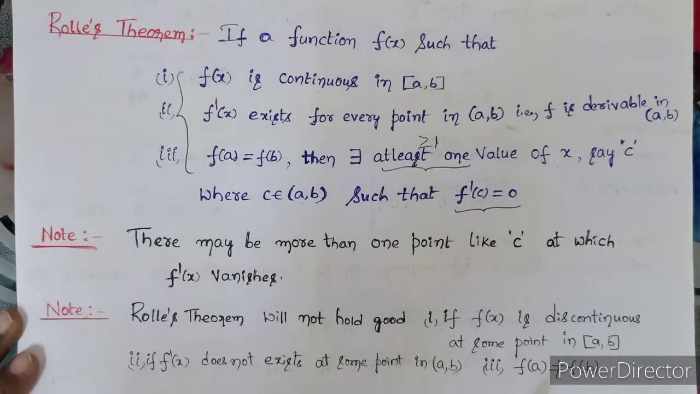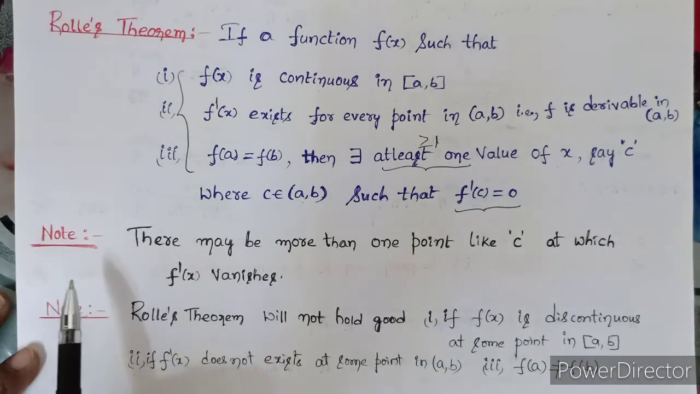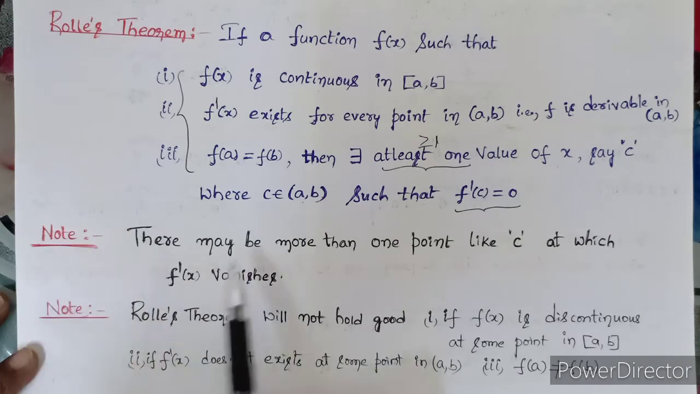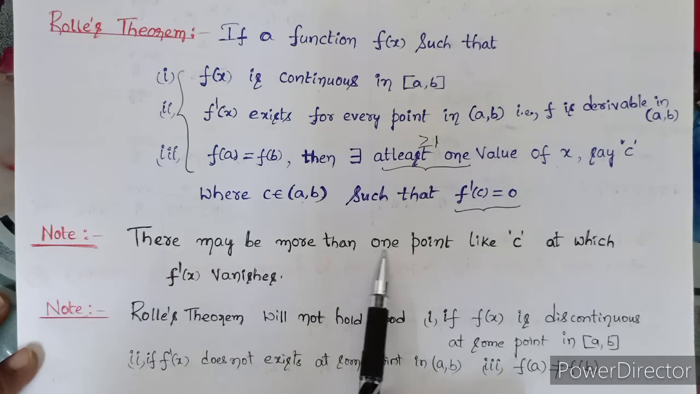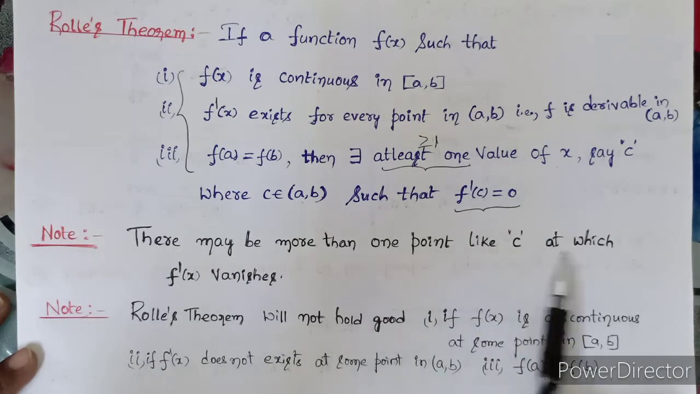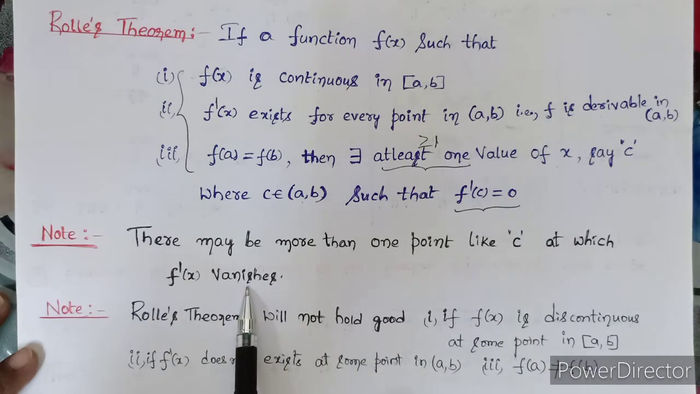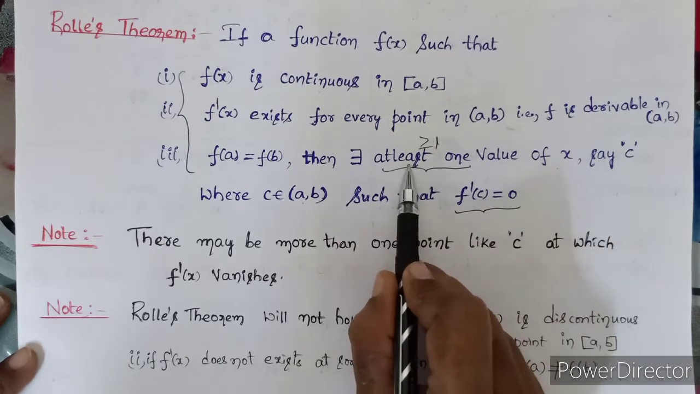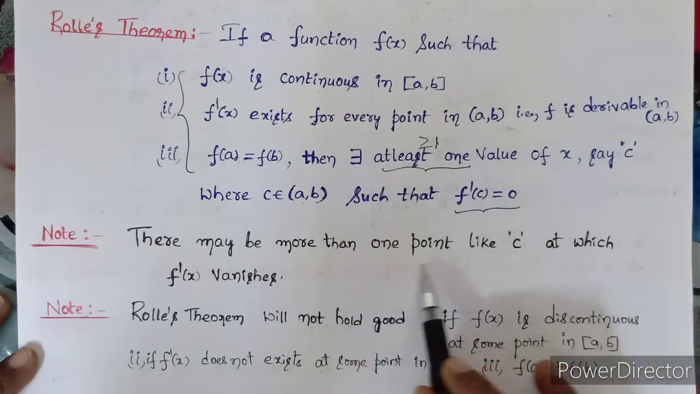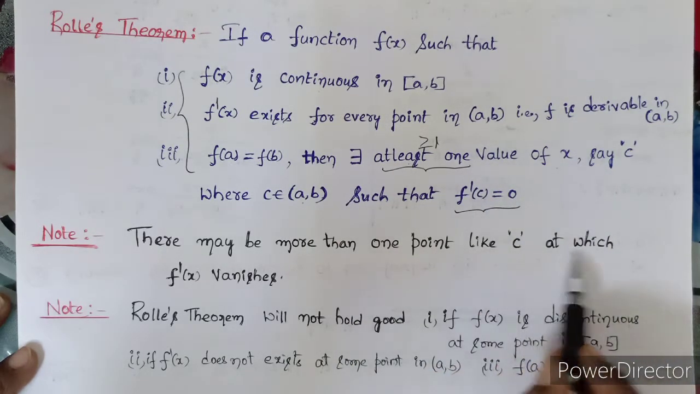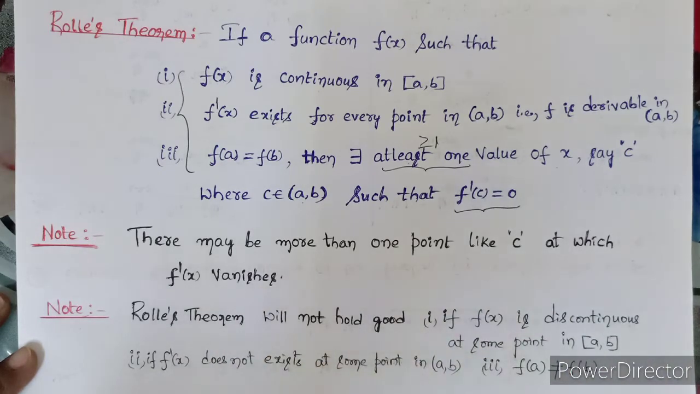Regarding this Rolle's theorem, we should note down two important points. First, notice, there may be more than one point like c at which f dash x vanishes. Already we have discussed, at least means one or more than one. There may be more than one point like c at which f dash x vanishes.